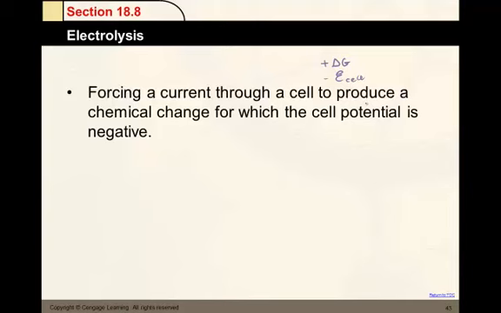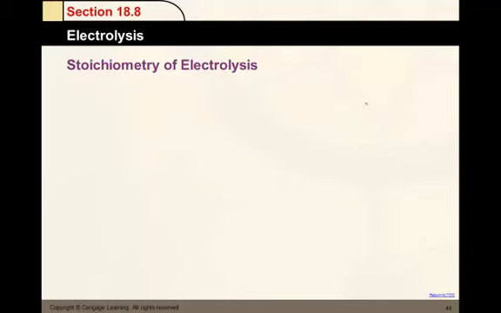The way electrolysis works is electric current is forced through the cell to produce a chemical change for which the cell potential normally is negative and allows the reaction to occur. We did electrolysis back in Intro Chem at Parents' Day when we broke water into hydrogen and oxygen. We forced that to happen by putting the current through and breaking it into its component parts.